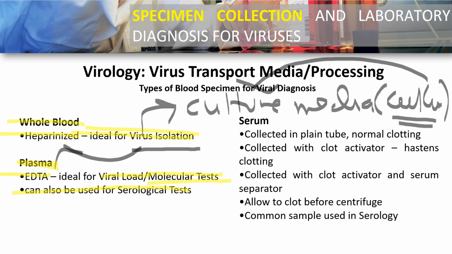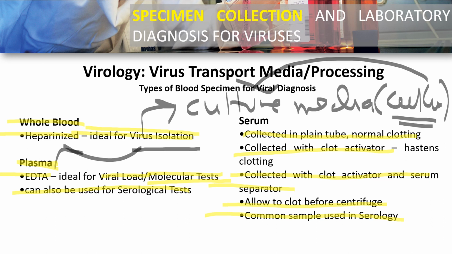Paki-highlight plasma. Next, class, you have your serum, collected in plain tube. Normal clotting naman, class, collected with a clot activator, pwede din, para mas mabilis yung clotting. And then, collected with the clot activator and serum separator, pwede din, class, allowed to clot before centrifuge, and then common sample for serology.